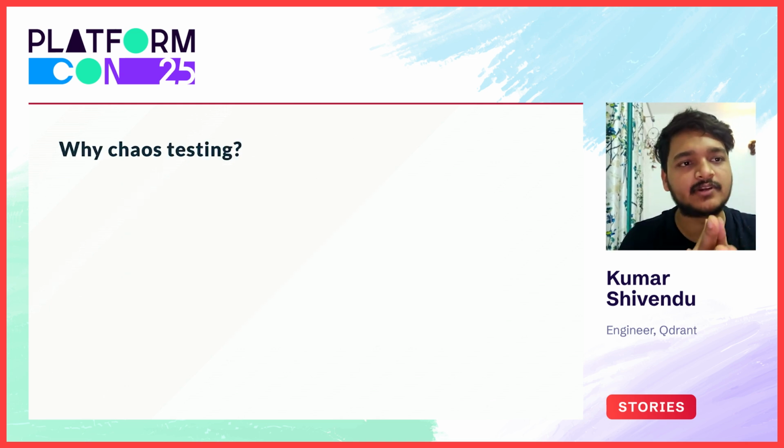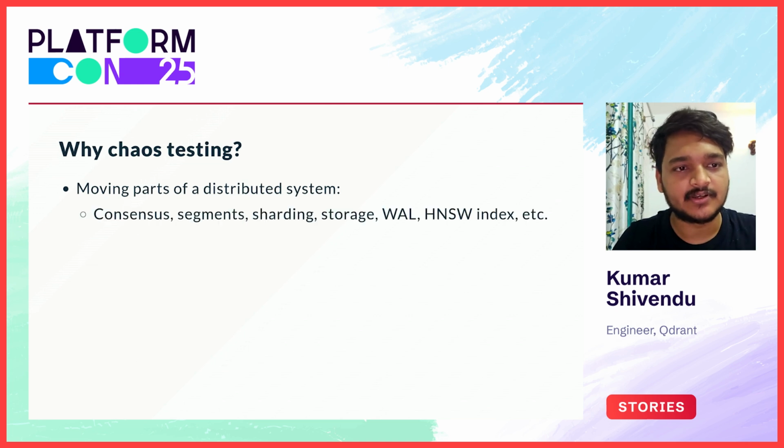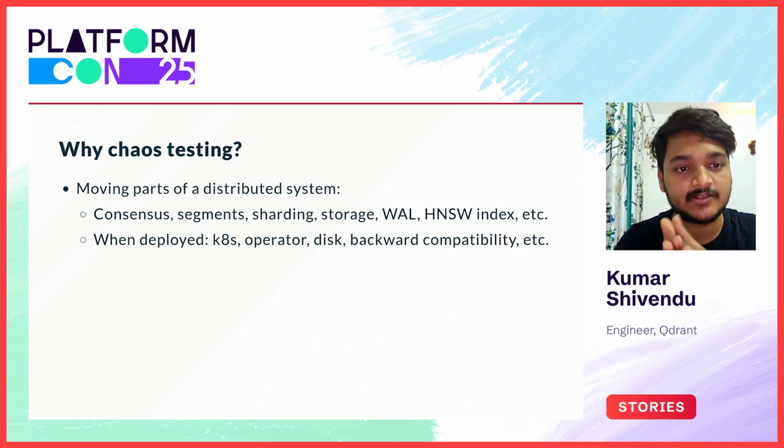So the question now is why we needed chaos testing. First of all, there are many moving parts in a distributed system. We just discussed consensus, segments, sharding, storage, WAL logs. The HNSW index is a specialized index for vectors. And especially when deployed, you have even more moving parts, like Kubernetes.